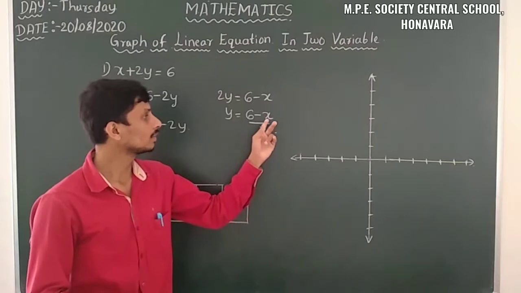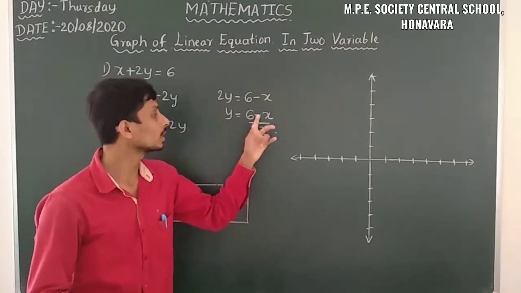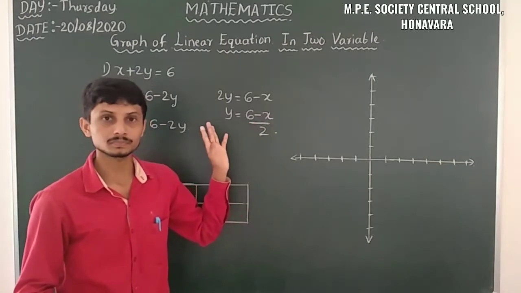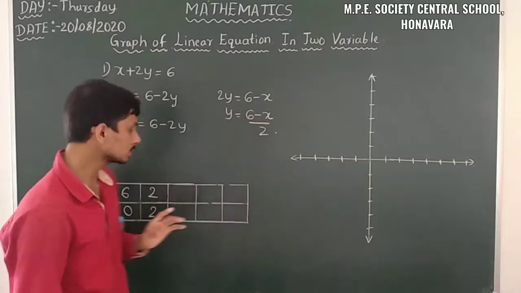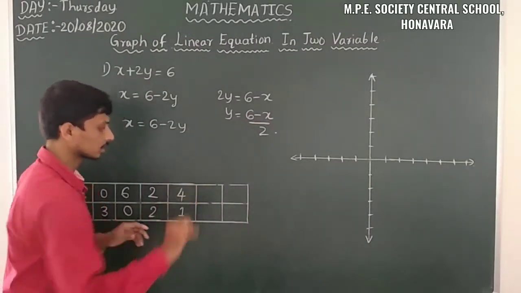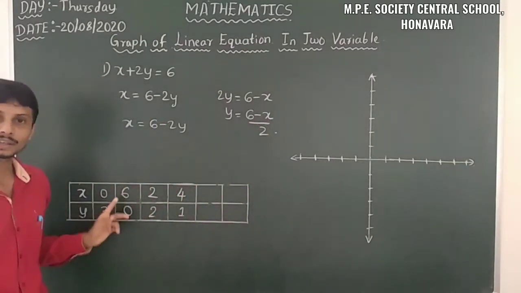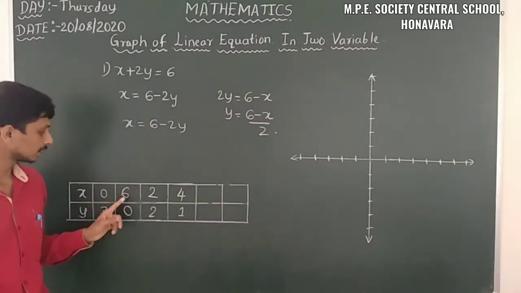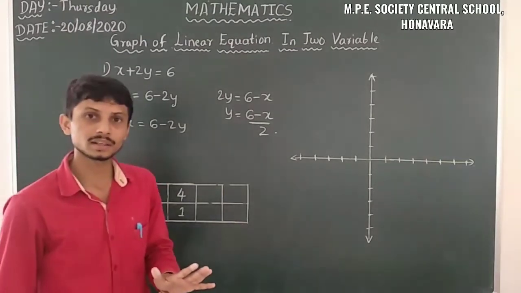So here I will take the value of 4. What do we get? 6 minus 4 is equal to 2. 2 by 2 is 1 here. So here I will take 4 and we got the value of 1 here. When we are taking 6, it is already there, that is, when we inserted the value of 6, we got 0 here. So it is already done.